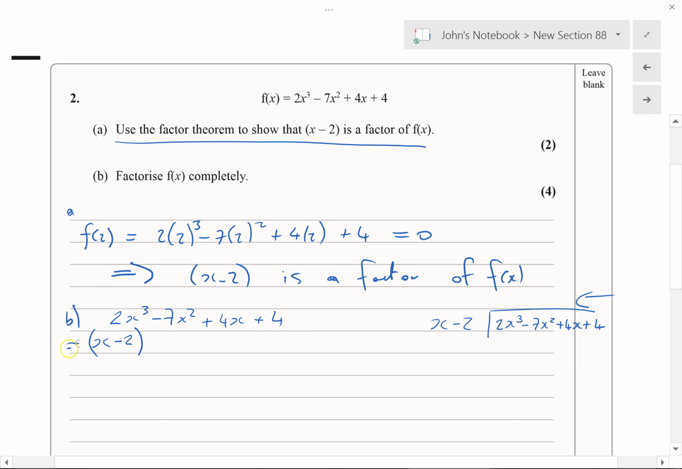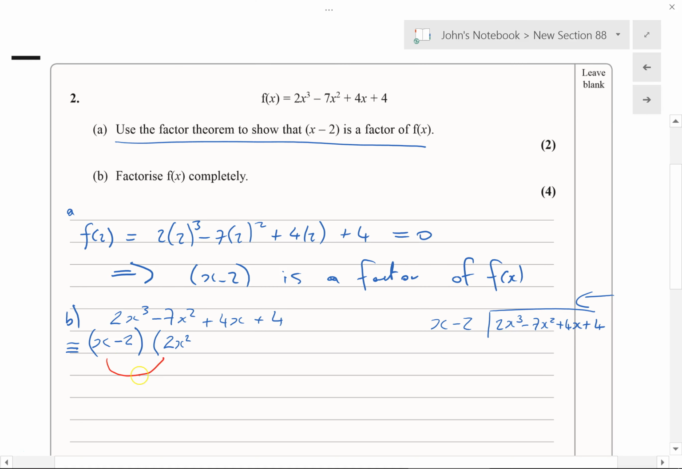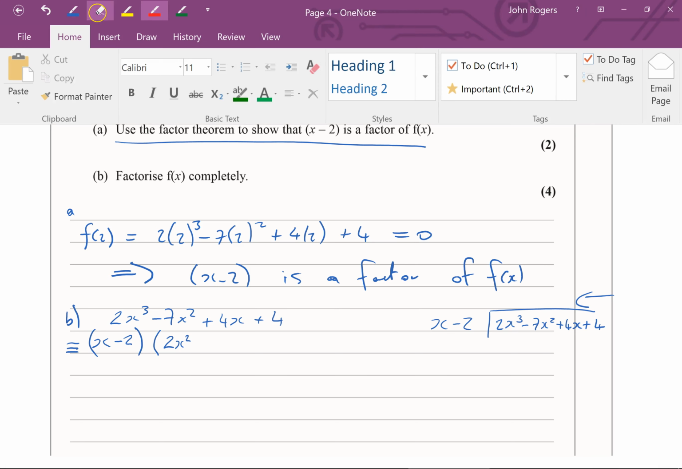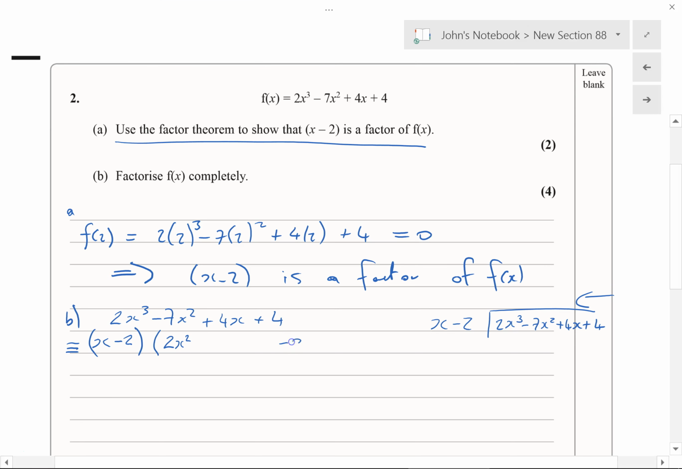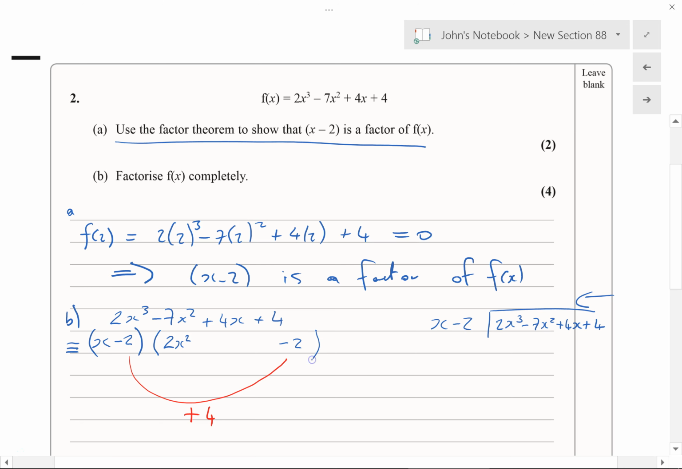Is equal to, or equivalent to, x minus 2. Now we know the first term's got to be 2x squared because this times this needs to be 2x cubed. Okay, we know the last term has got to be equal to minus 2 because this times this needs to multiply to give me plus 4. Okay, so then it's just a case of working out what the middle term would be.